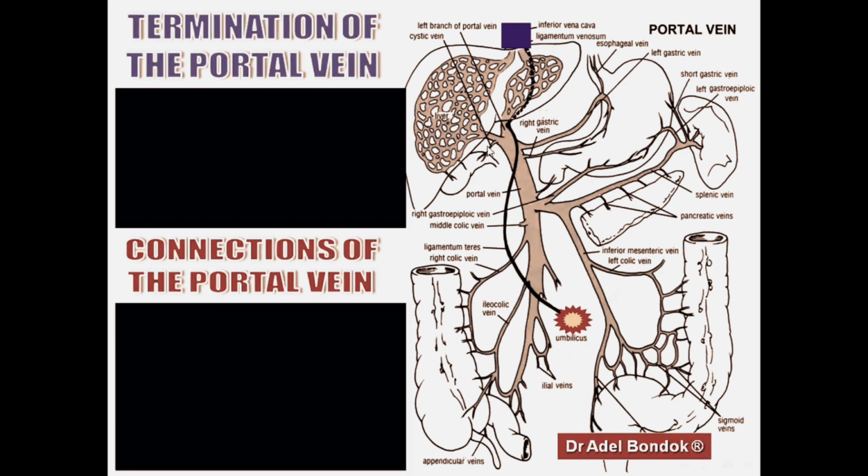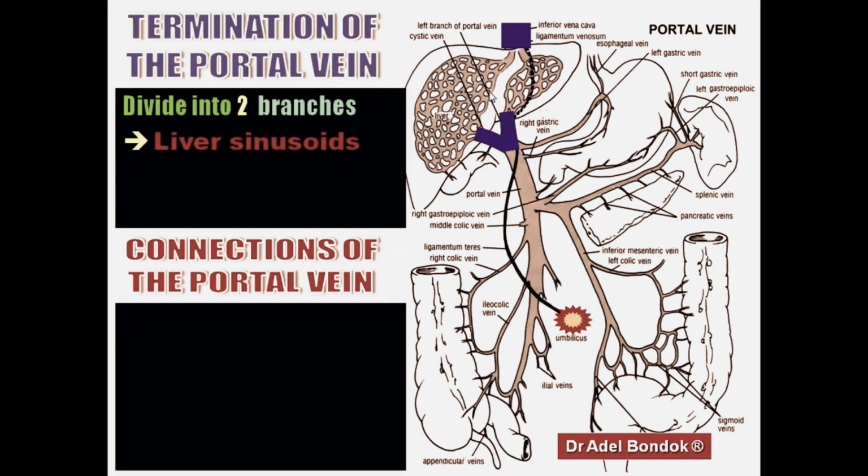It divides into two branches, left branch and right branch. Left branch enters the left lobe, right branch enters the right lobe. The two branches divide into branches which terminate in liver sinusoids. From the liver sinusoids, two hepatic veins arise, and these two hepatic veins open in the inferior vena cava.